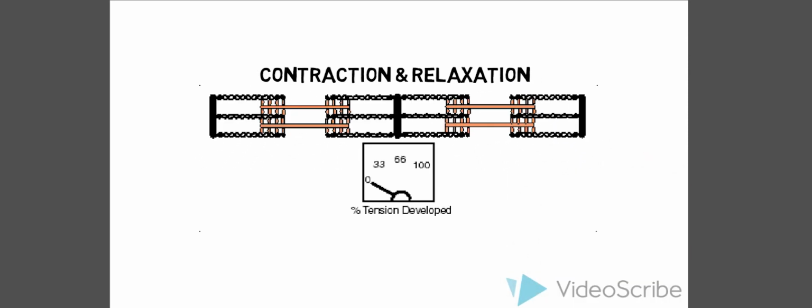Contraction and relaxation. As a sarcomere unit contracts, the I band and H zone shrink in size while the A band remains the same length. The Z line partitions different sarcomeres and is the site for actin attachment.